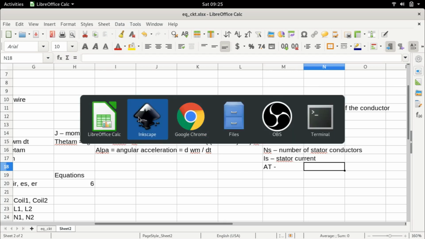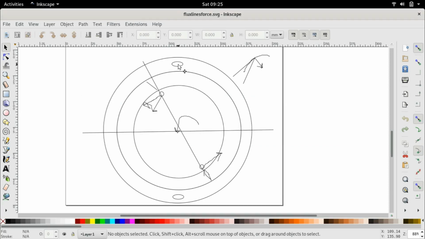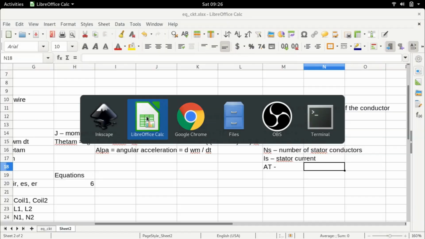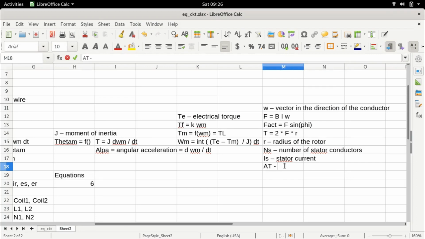I'm talking about, let me go back here, if there are Ns number of stator conductors in this slot and they are carrying a current of Is. Again, this is very simplified. Like I said, in reality the slots will be all over the stator, but we are concentrating all of them on these two diametrically opposite stator slots. So for this simplified case, if there are Ns number of stator conductors carrying a current Is, then the ampere turns will be equal to Ns multiplied by Is. And if we know the ampere turns, then we know the flux to be equal to ampere turns divided by reluctance.